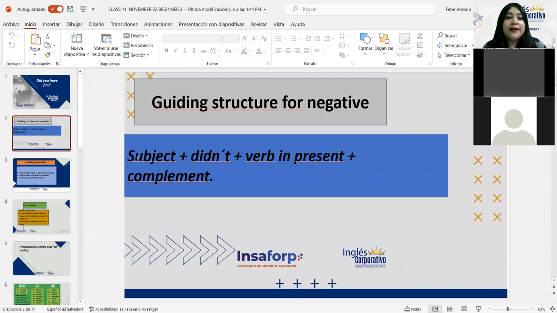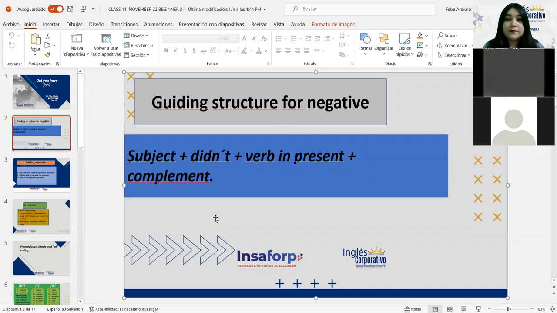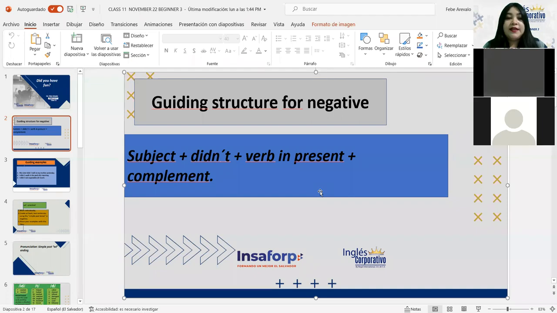Fatima Guardado. Fatima, can you please tell me the structure? Please read the structure, Fatima. The structure is subject plus didn't plus verb in present plus complement. That's correct. Excellent. Thank you so much. Let's go with the last one.